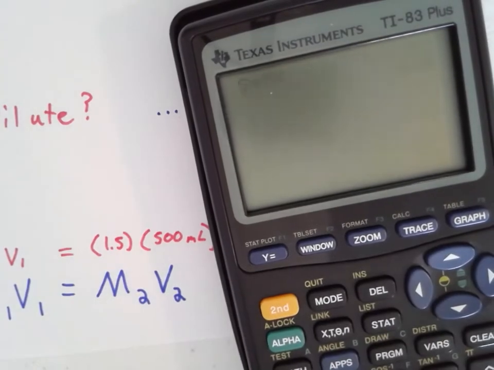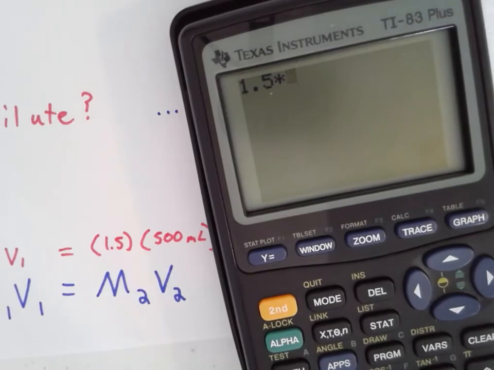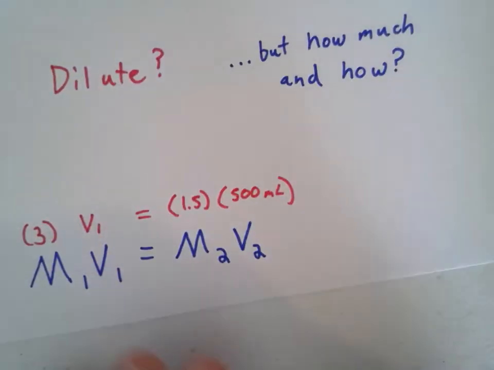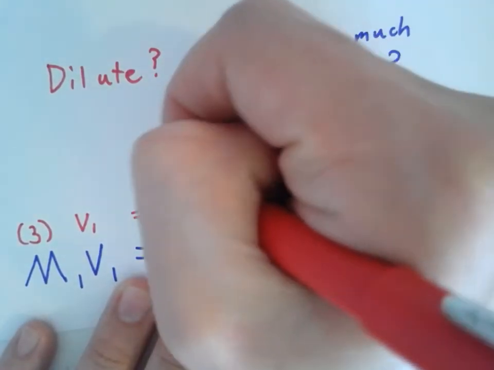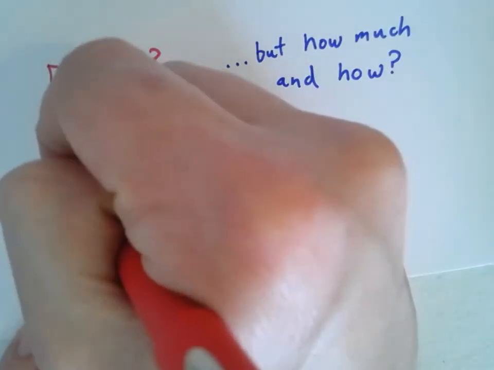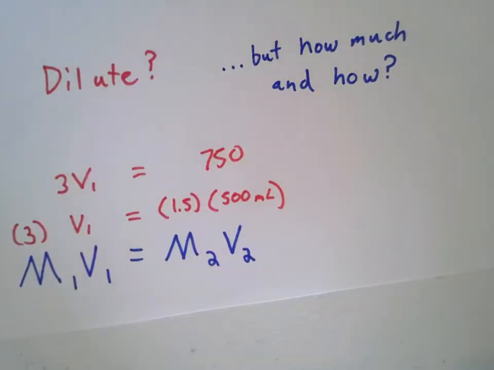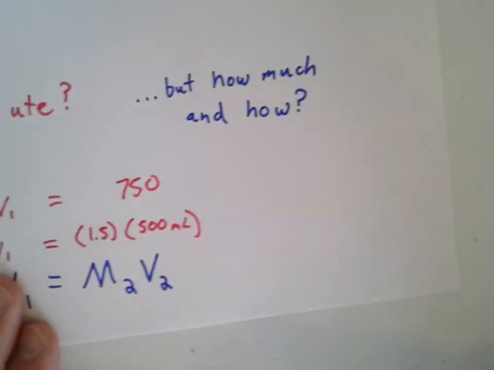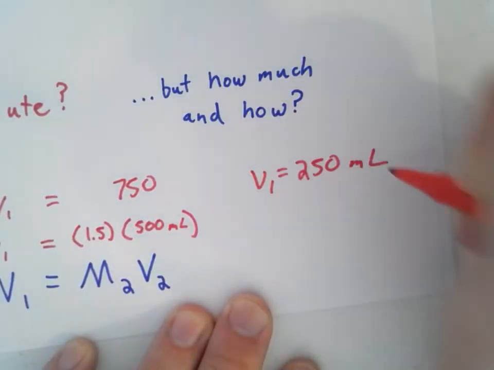We'll simplify the right side, 1.5 times 500. So our right side is 750. So right side of the equation, 750. We'll set that equal to 3V1. And then, of course, to get V1, we're just going to divide 750 by 3, 250. So V1 is 250 milliliters.